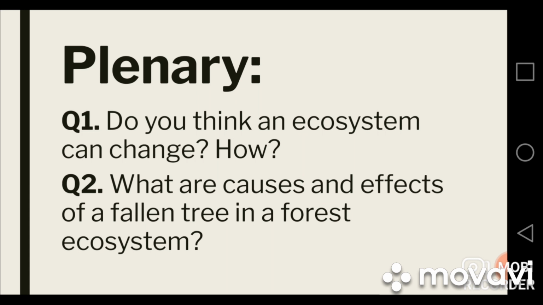Question number 2. What are the causes and effects of a fallen tree in a forest ecosystem? You can say that a storm caused the tree to fall down, and the effects can be positive or negative. You can either say it can provide shelter to the salamander, or you can say that the birds may have lost their habitat and they need to find a new home now.